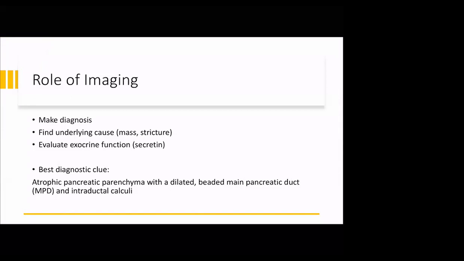أهم شيء بالdiagnosis أو أكثر شيء نعتمد عليه بالdiagnosis هو role of imaging. The role of imaging is to make the diagnosis. It might contribute to finding the underlying cause, such as mass or stricture, and evaluate exocrine function by secretin stimulation test. The best diagnostic clue for chronic pancreatitis is atrophic pancreatic parenchyma with dilated, beaded main pancreatic duct and intraductal calculi.